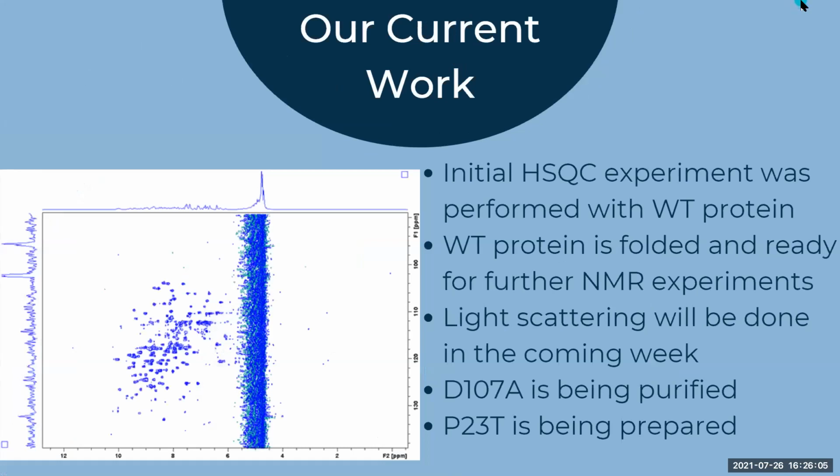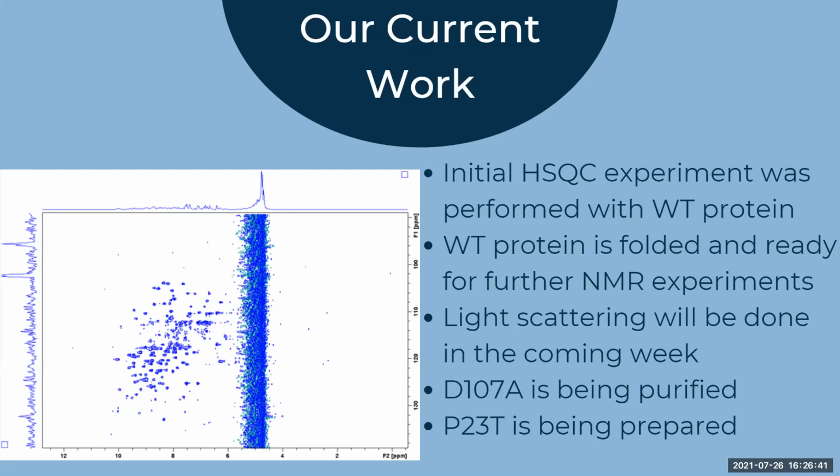So our current work. To the left is an image of an initial HSQC NMR experiment that we performed last week with our wild-type crystalline protein. We have wild-type protein that is folded and ready for further NMR experiments that we will be performing in the upcoming weeks and months. We also are planning on performing light scattering experiments to be done on the same exact samples we are doing NMR experiments on, and those should be done in the coming week.